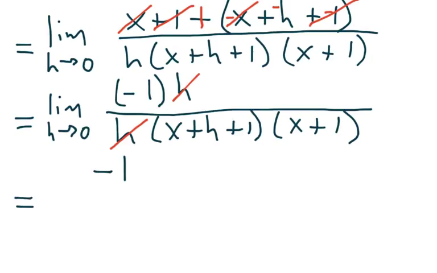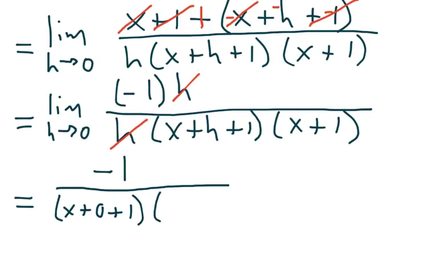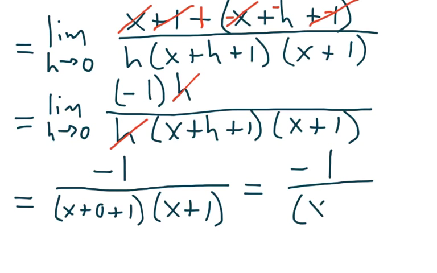And we have minus 1 divided by (x plus 0 plus 1) times (x plus 1). Since x plus 0 plus 1 is the same thing as x plus 1, we can rewrite this as minus 1 over (x plus 1) in parentheses squared.